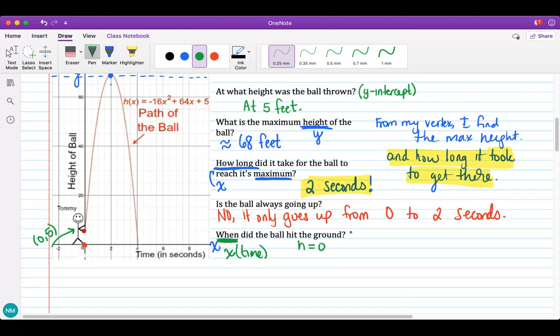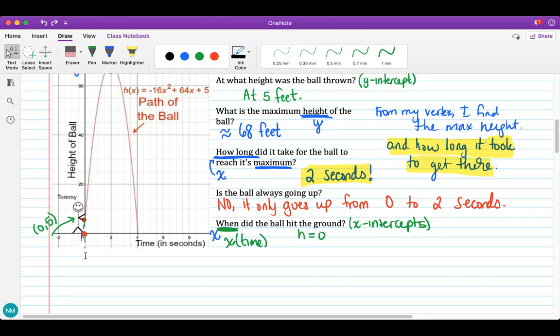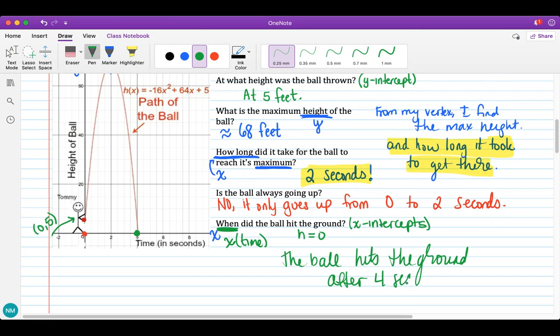So when did the ball hit the ground? Well, this is asking for our x-intercepts. Now, our x-intercept on this side is not really important because it's going to go into our negatives, and we can't have negative time. That's really important, that you cannot have negative time. So negatives are not important when we're talking about time. Okay? So h equals 0. What's my x-intercept? I'm only going to look at this x-intercept, and it is at 4. So the ball hits the ground after 4 seconds.